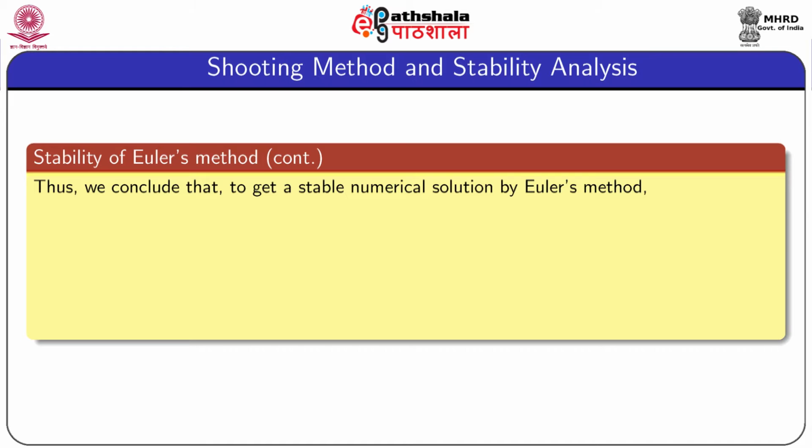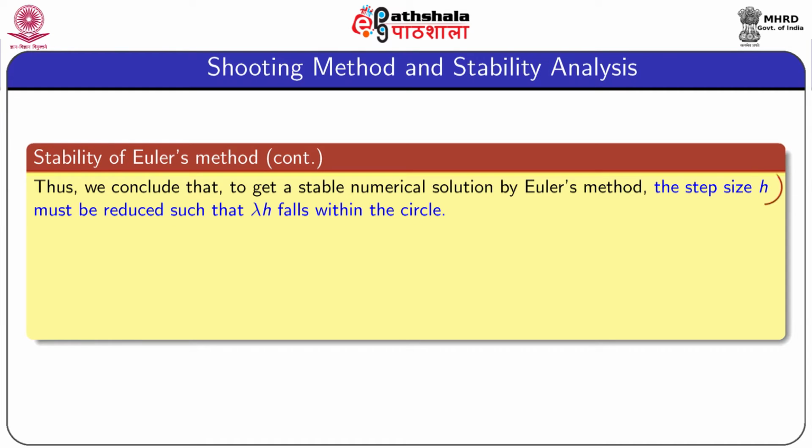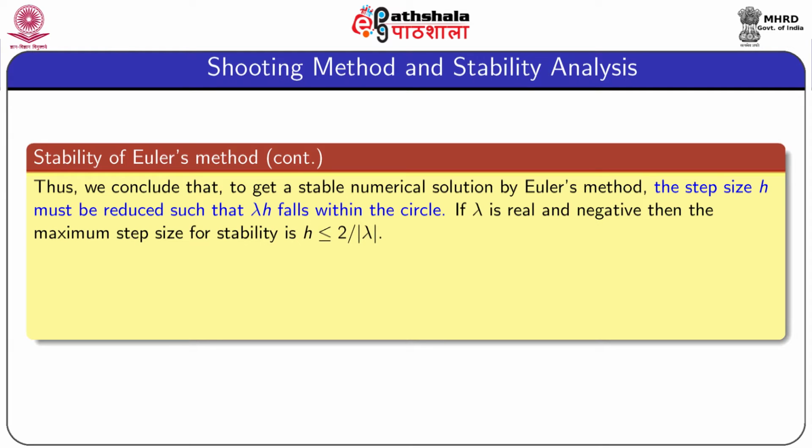Now, we conclude that to get a stable numerical solution by Euler's method, the step size h must be reduced such that lambda h falls within the unit circle. So, this is the main objective of the stability analysis of any method. That means, the stability analysis actually determines the maximum value of the step size h. Now, if lambda is real and negative, then the maximum step size for stability is 2 by absolute value of lambda. That means, h less than or equal to 2 by absolute value of lambda.